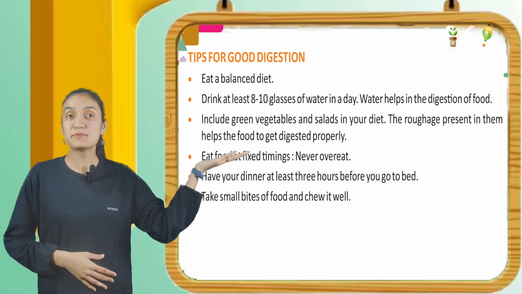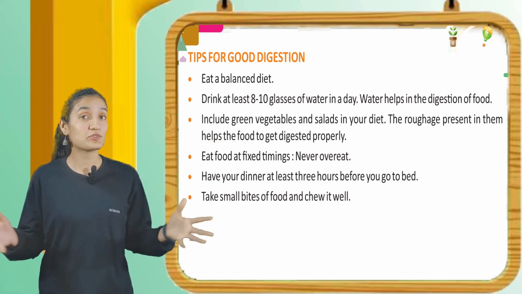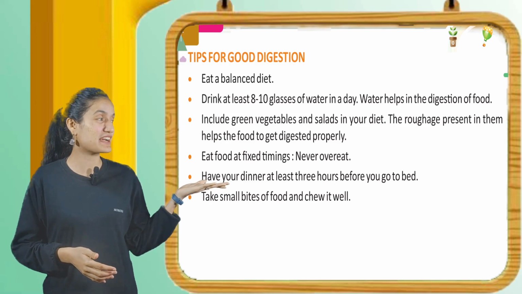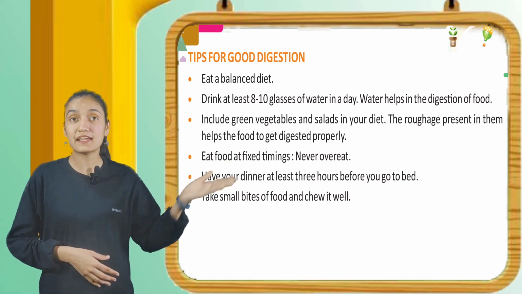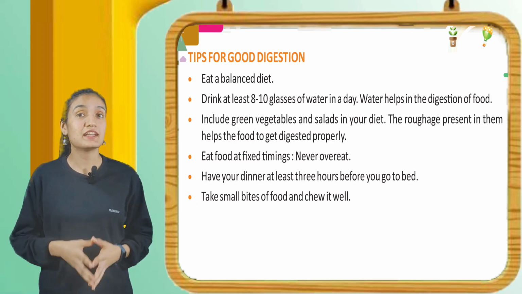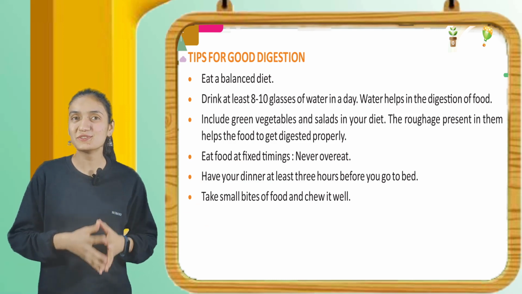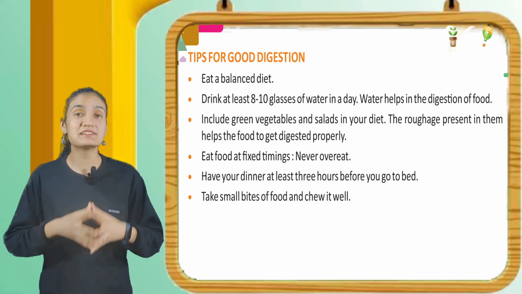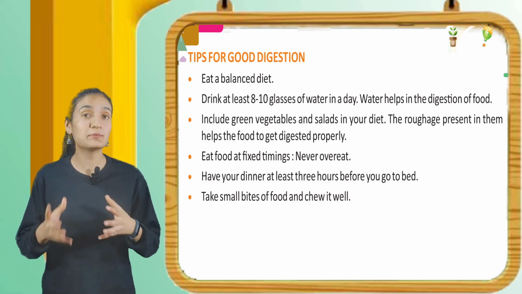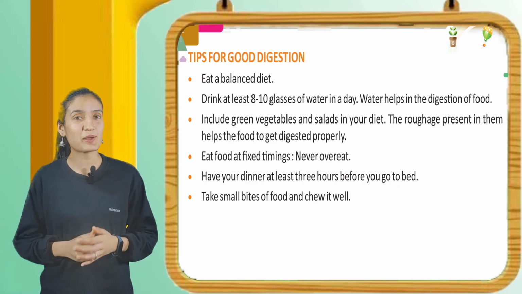Now, tips for good digestion. So students, here are some tips for the good digestion. Let's see what are they. Eat a balanced diet. Drink at least 8 to 10 glasses of water in a day. Water helps in the digestion of food. Include green vegetables and salads in your diet. The roughage present in them help the food to get digested properly.